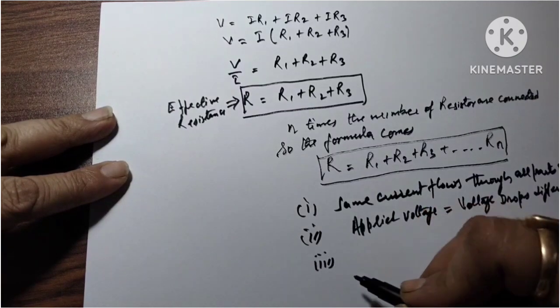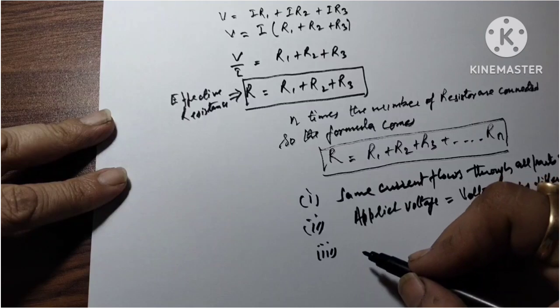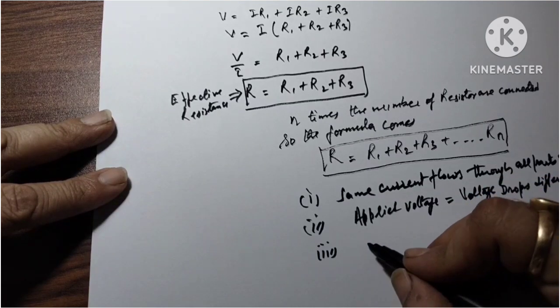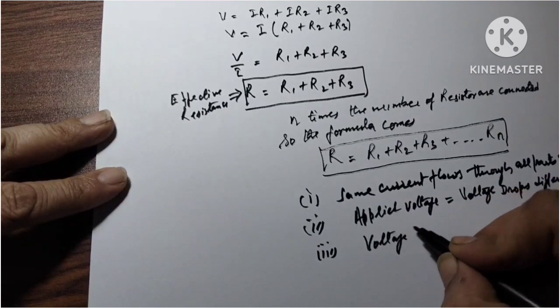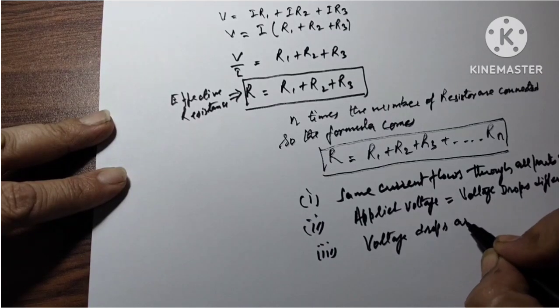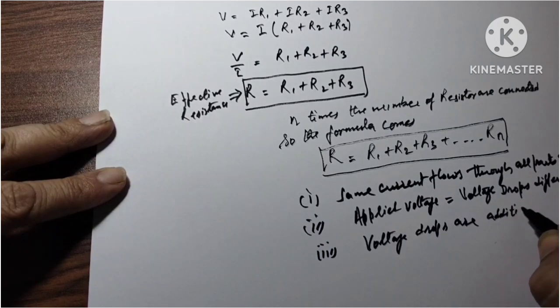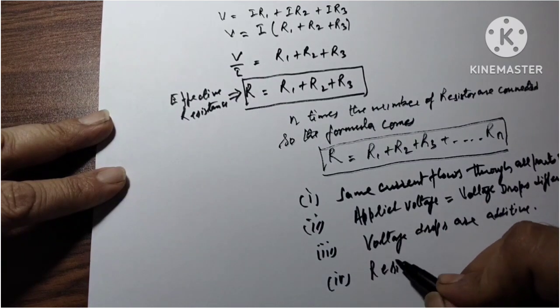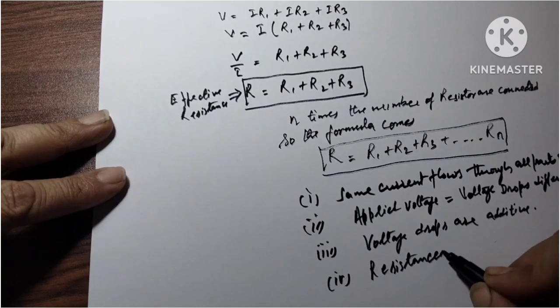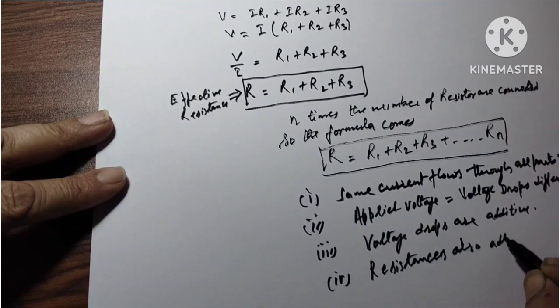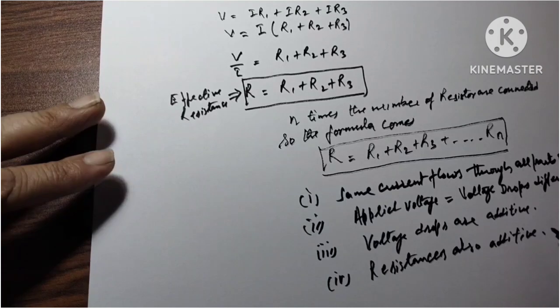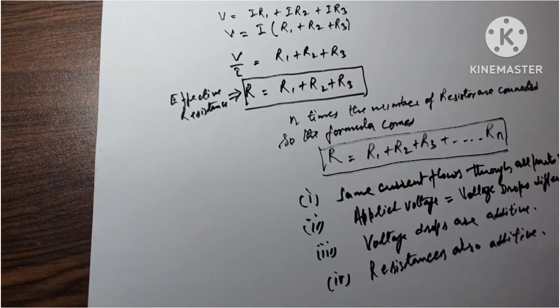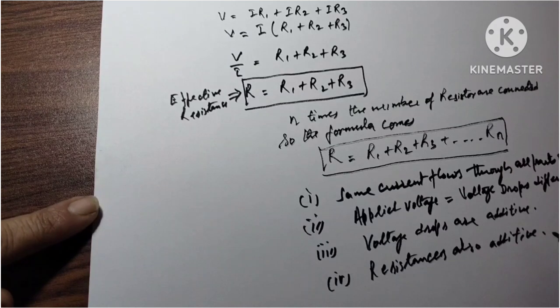Third point, voltage drops are additive. And fourth, the resistance is also additive. This is the simple series circuit where a number of resistors are connected end to end as shown.